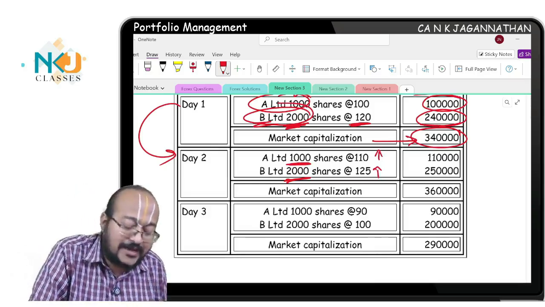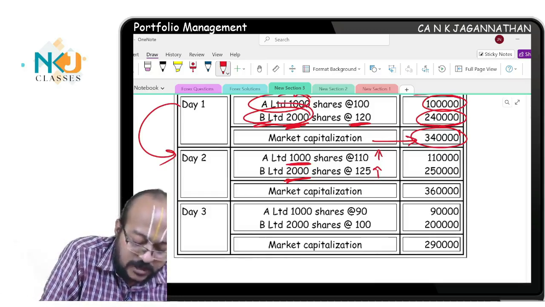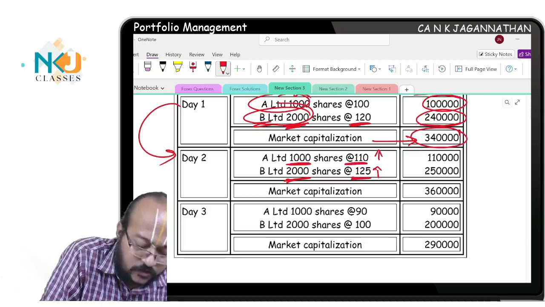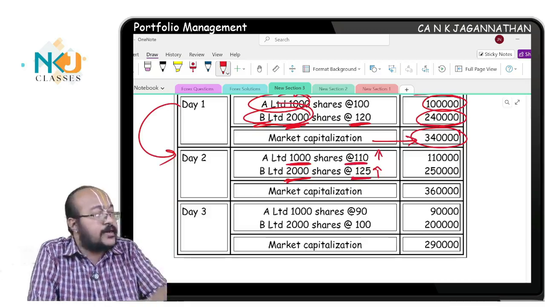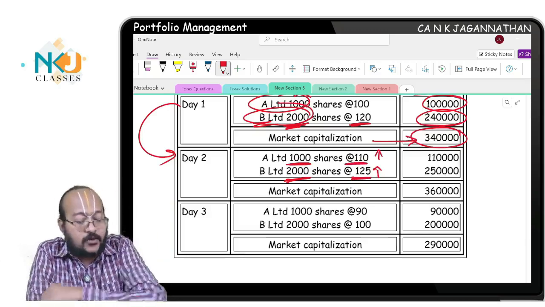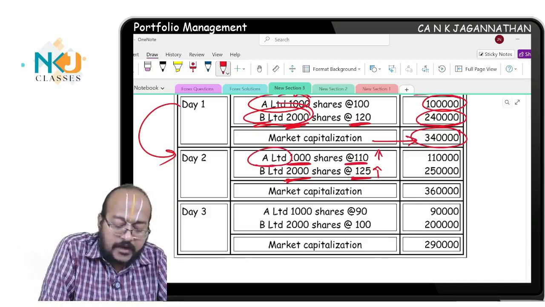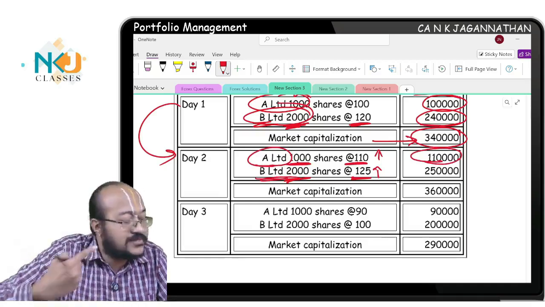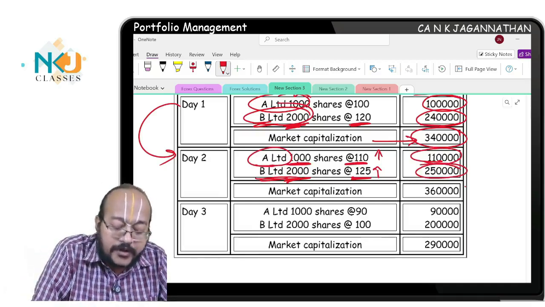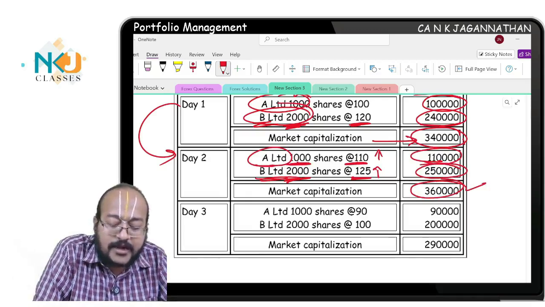So, based on the second day share price, what is it? 110 for A Limited and 125 for B Limited. Which means you need to consider the market capitalization on the second day. A Limited's market capitalization is 1000 into 110, 1,10,000, and B Limited's market capitalization on the second day will become 2,50,000. The total market capitalization will become 3,60,000.